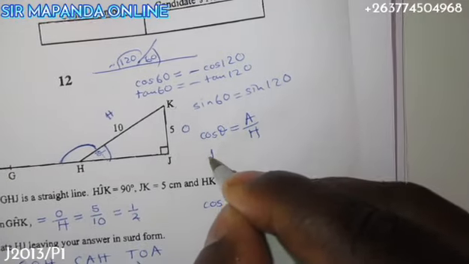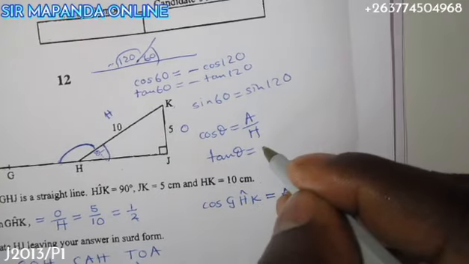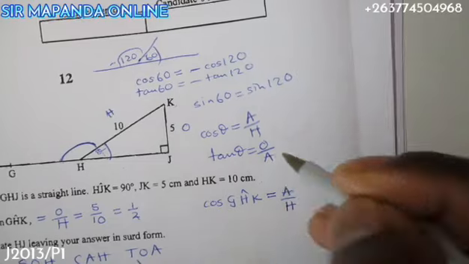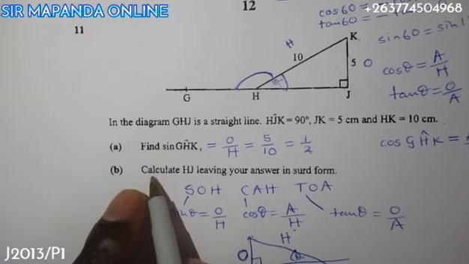Similarly, to find tan GHK, you first of all find tan theta using the formula opposite over adjacent. Then you put a negative sign to find the tan of the bigger angle. But for sine, you don't put a negative sign. I hope you are following. Right, let us move on to part B.